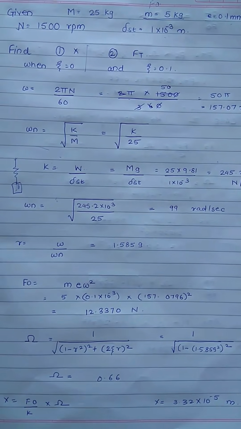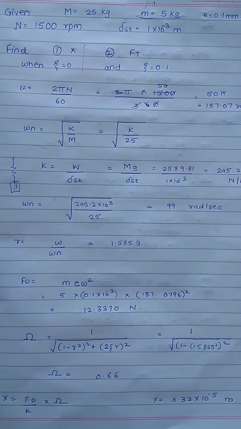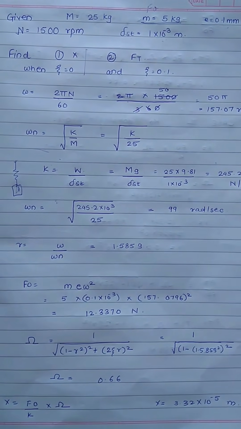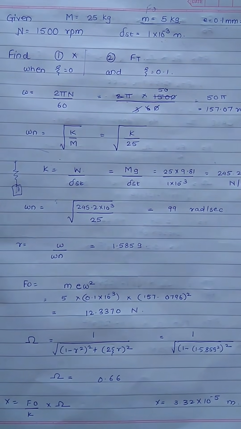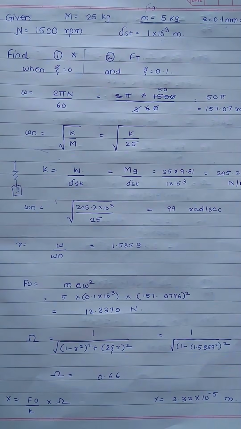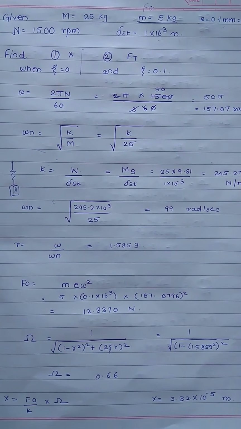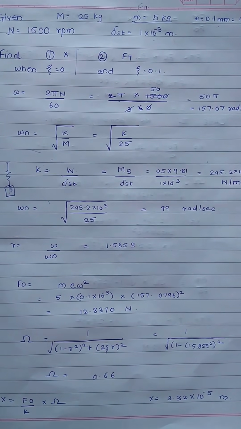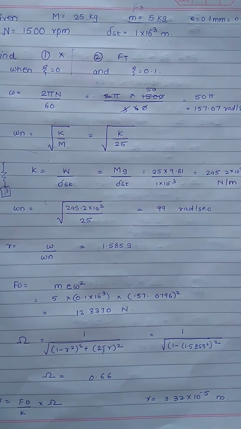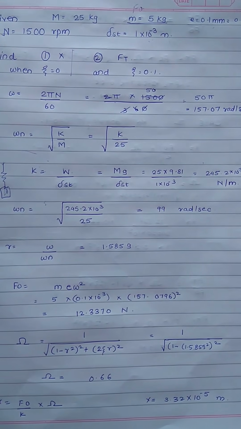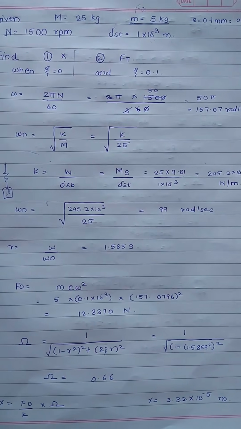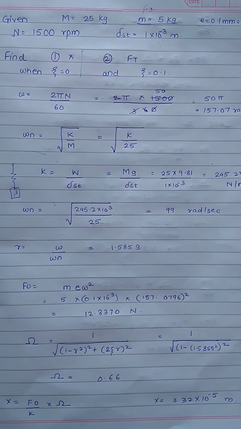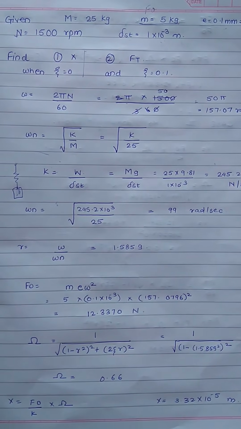So again, W is equal to mg, because we need W in Newton, as the unit of k is Newton per meter. So Newton will be mass into gravitational acceleration, so m into g upon delta st, that is static deflection, which is equal to 25 into 9.81 divided by 1 into 10 raised to minus 3 meter. Answer will be 245.2 into 10 raised to 3 Newton per meter. So you now have stiffness. You can easily calculate omega n, which is equal to under root k upon m. So 245.2 into 10 raised to 3 divided by 25, which is equal to 99 radian per second. You can easily find out r now, omega upon omega n, which is 1.5859.